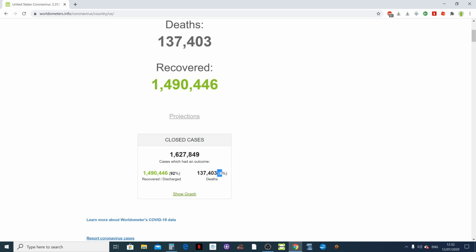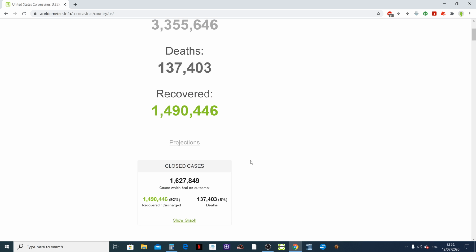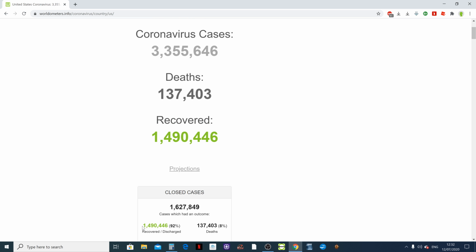See, 8%. They also calculated it their way. They don't want to calculate it the total way, because this is the data they have. This is the one that's already completed, so they just calculate the one that's already completed.